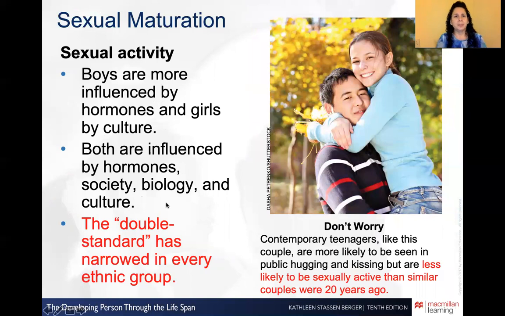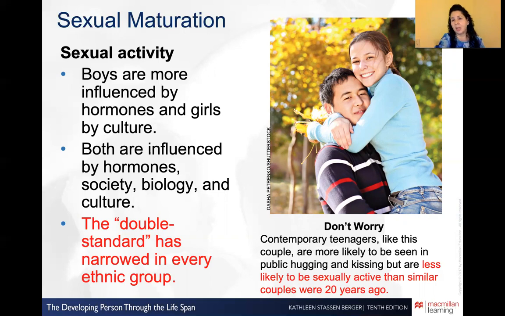All right, sexual activity. We see here boys are influenced more by hormones and girls by culture, meaning girls are influenced by the culture of our day, and is it okay to have sex at my age or at this time or not, right? They're influenced by society's culture. Both are influenced by hormones in general.